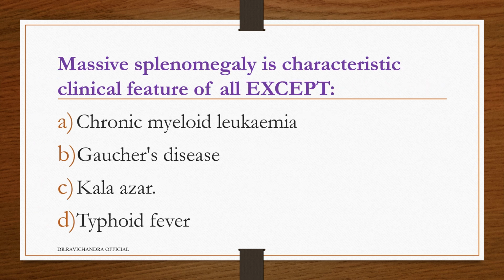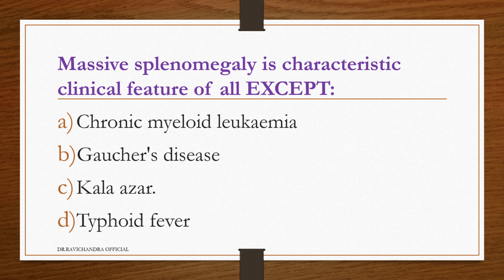Massive splenomegaly is a characteristic clinical feature of all except: chronic myeloid leukemia, Gaucher's disease, Kala-Azar, and typhoid fever. The correct answer is typhoid fever. Splenomegaly is enlargement of the spleen. It can occur in typhoid fever, but massive splenomegaly is not a characteristic feature.